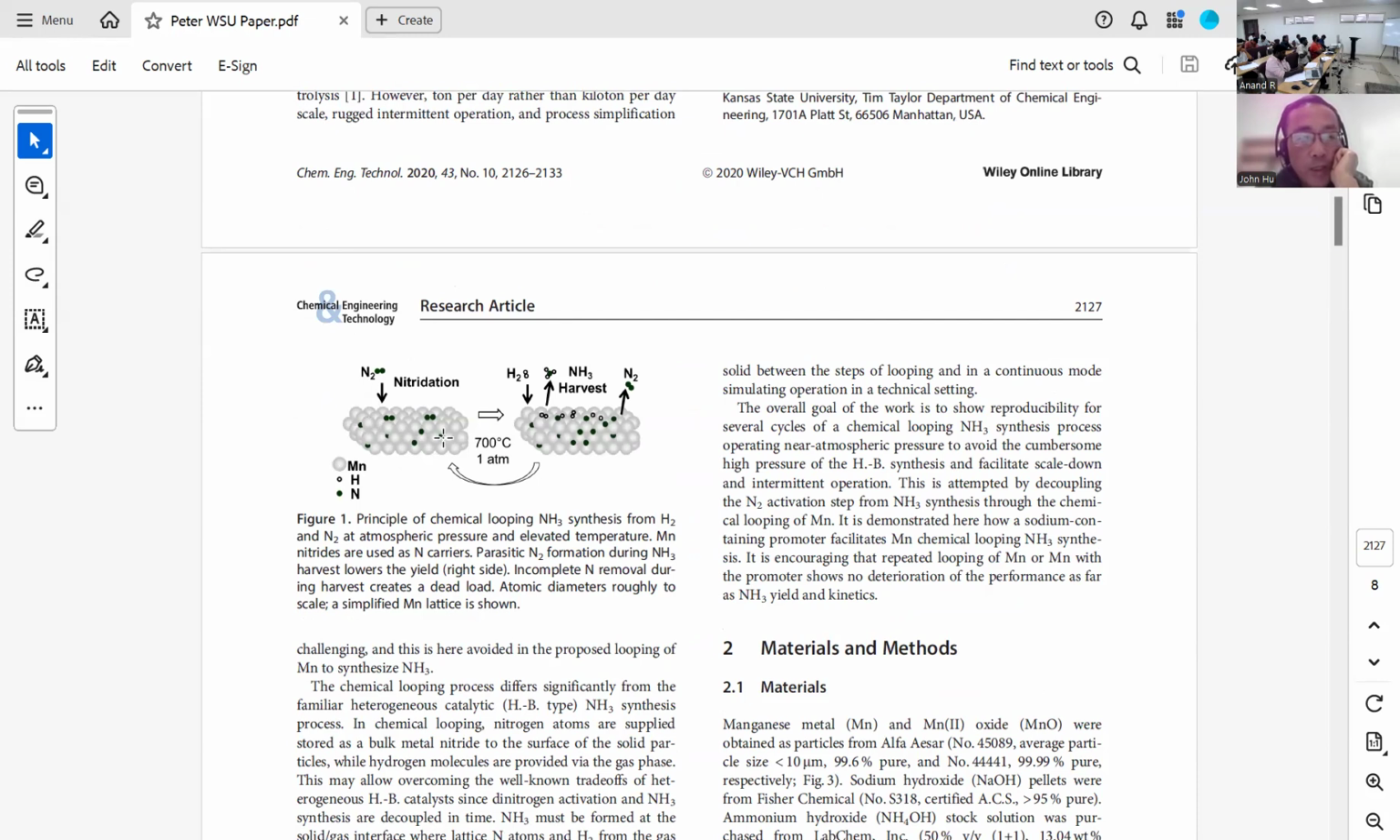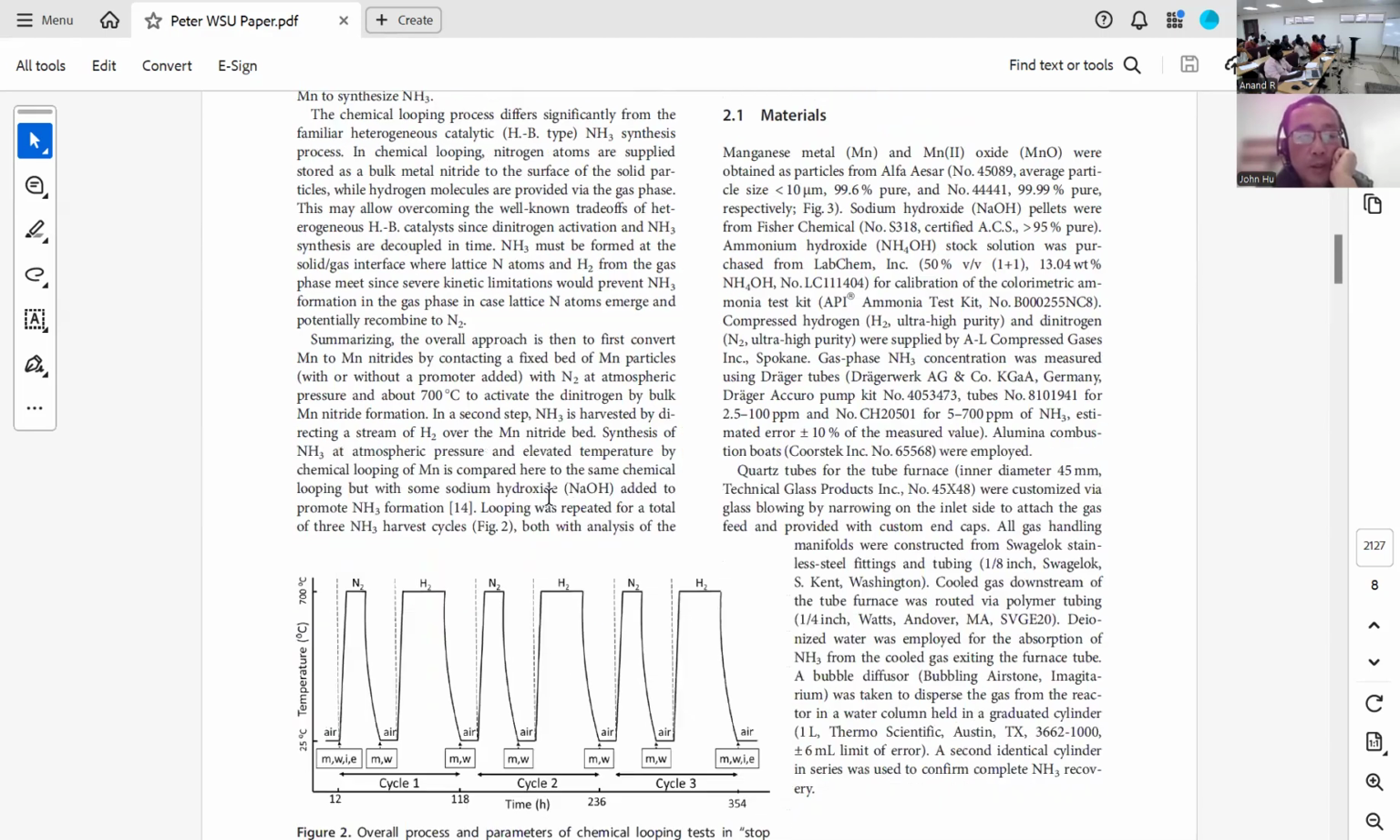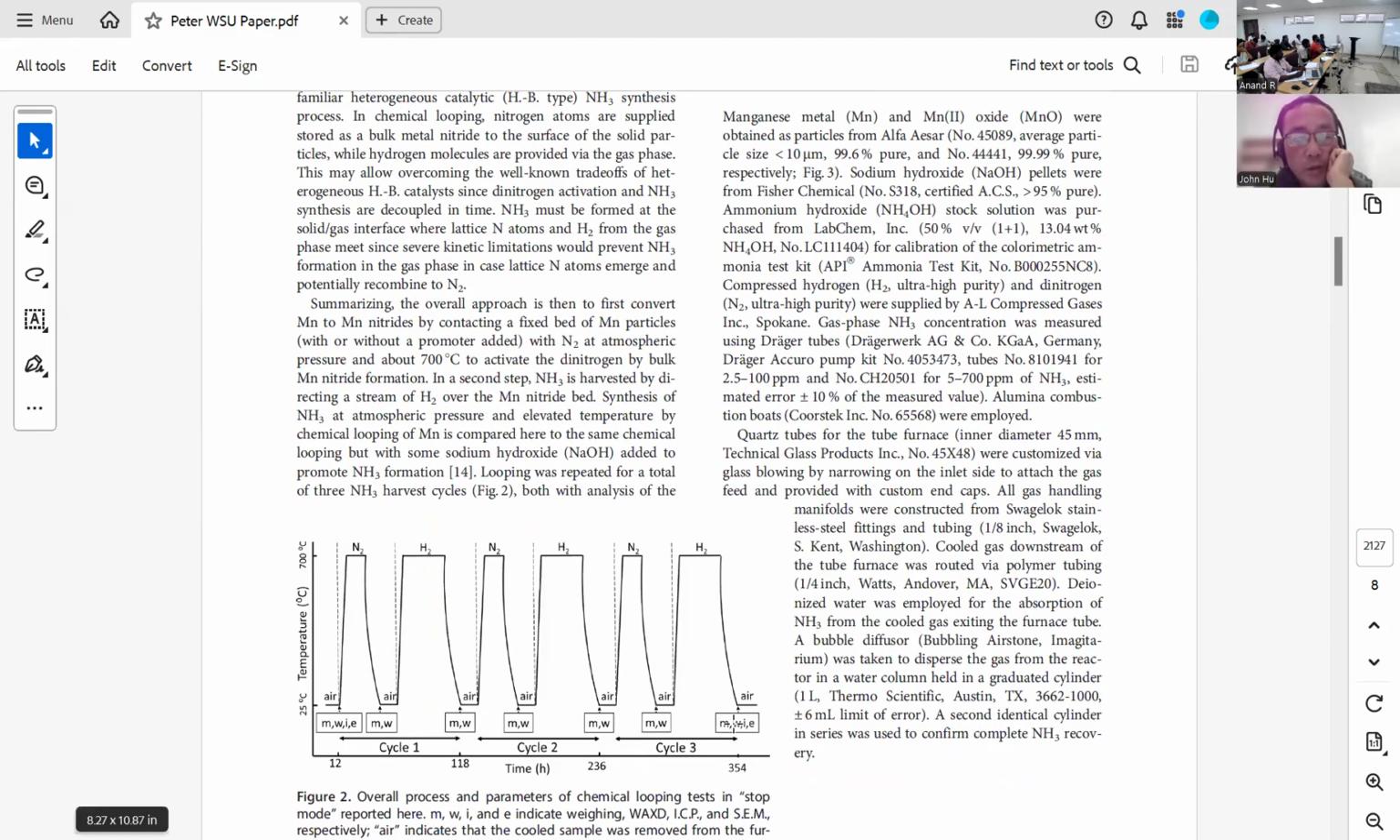Using the manganese catalyst, nitrogen has to dissociate in the bulk. And we lectured on this already. I don't want to repeat it. But remember, he did 3 cycles.